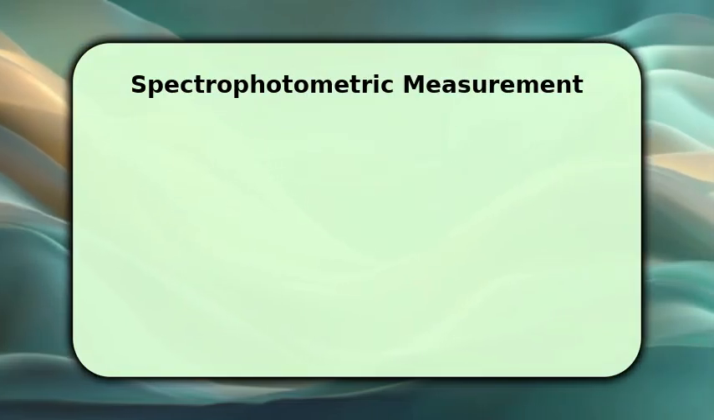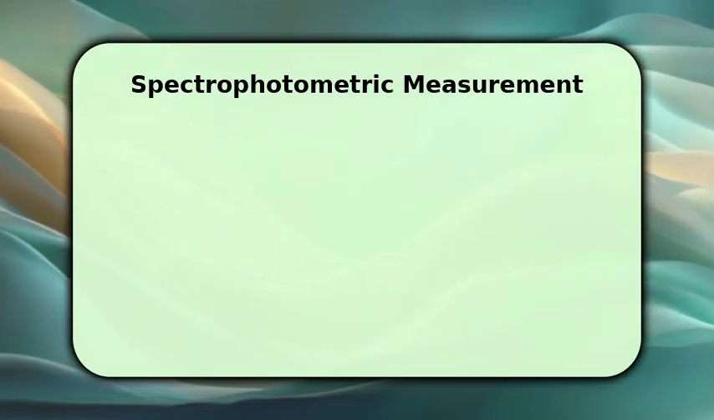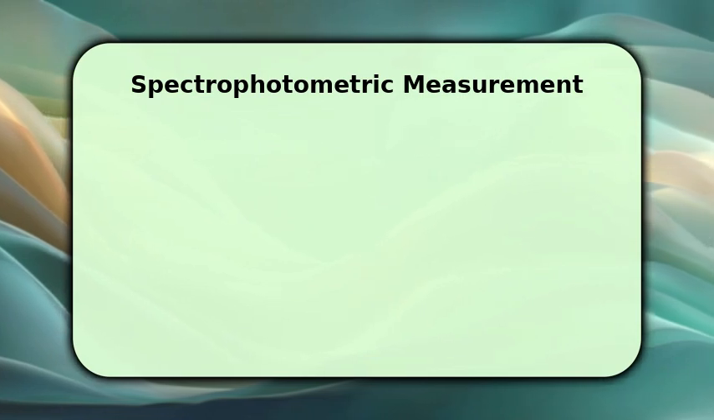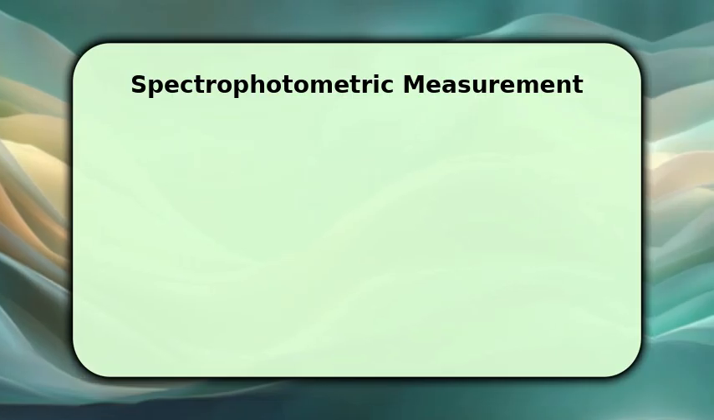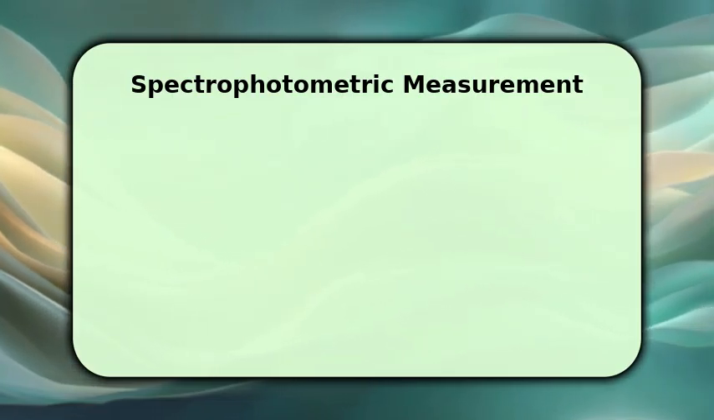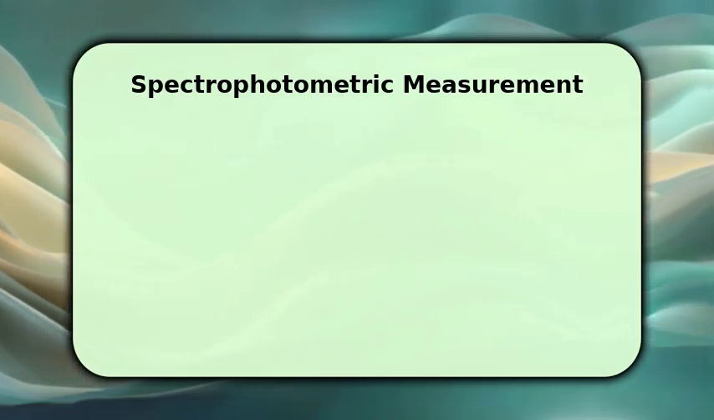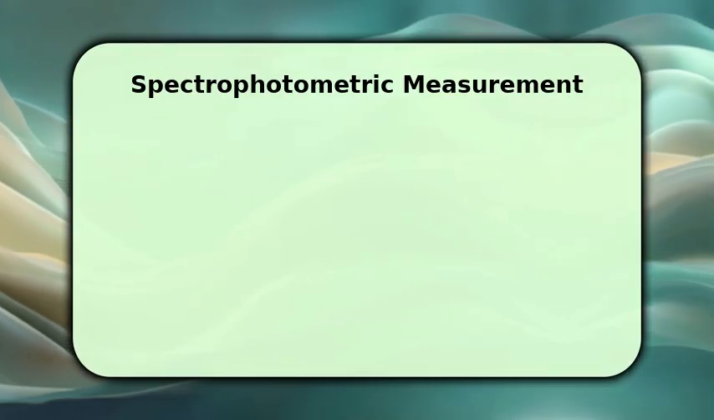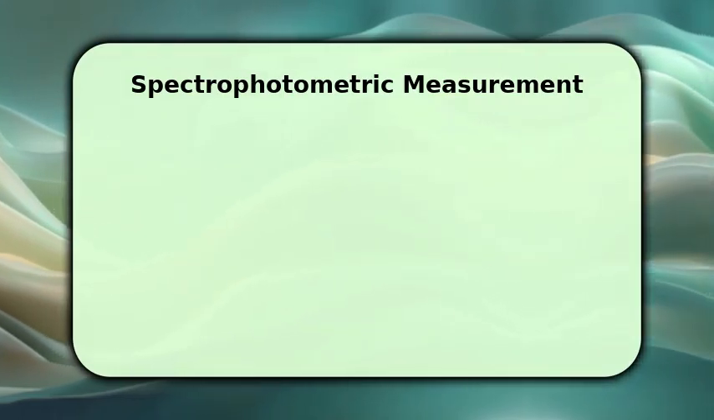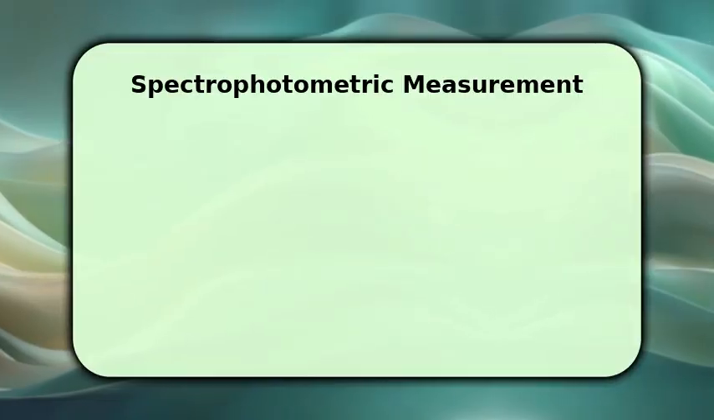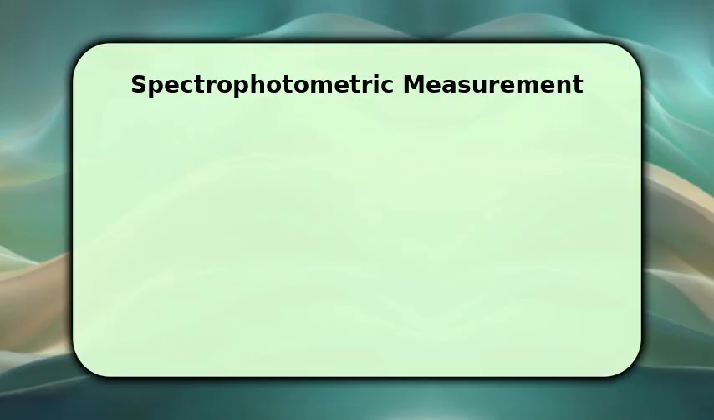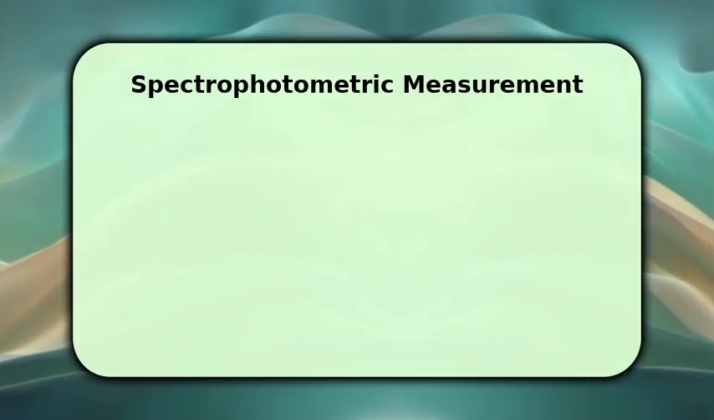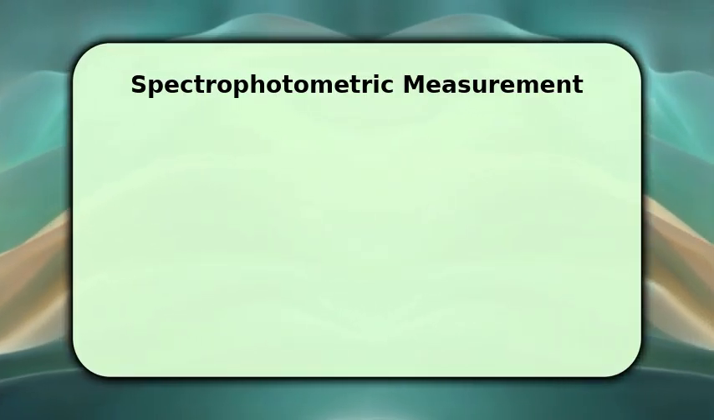Next, use a spectrophotometer to measure the absorbance of your chlorophyll extract. You'll need to record the absorbance at two specific wavelengths: 663 nanometers, which is optimal for chlorophyll A, and 646 nanometers, which is optimal for chlorophyll B. Always use 80% acetone as your blank to calibrate the spectrophotometer before taking your sample readings. This ensures accurate and reliable absorbance values.